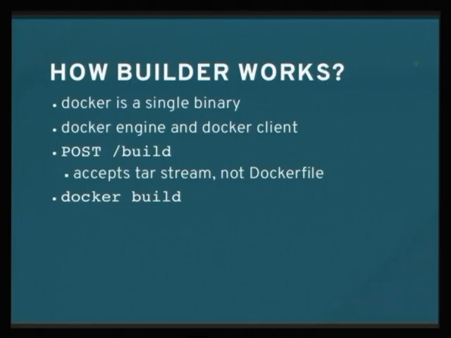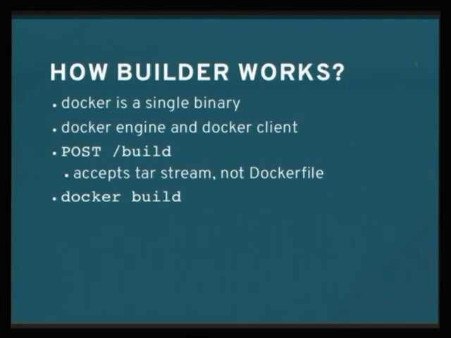So the builder, that's the part which takes care of build. It has its own API endpoint. It's actually /build, if you are interested in that one. And what the Docker client passes to the build is not the Dockerfile, which someone might expect, but actually a tar stream. So when you run docker build locally, you won't point it to a Dockerfile, you will point it to a directory. And what the client does is it creates an archive of it and streams it into the engine via the endpoint. That's kind of like, okay.